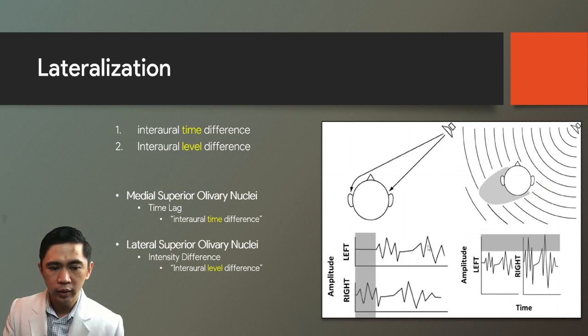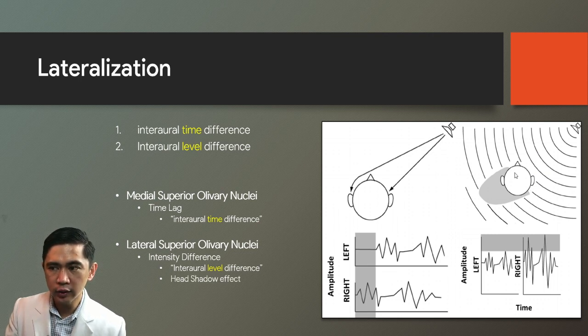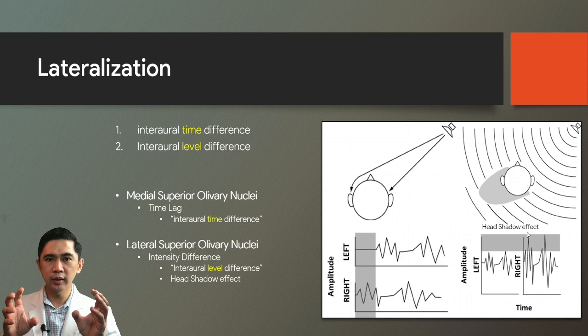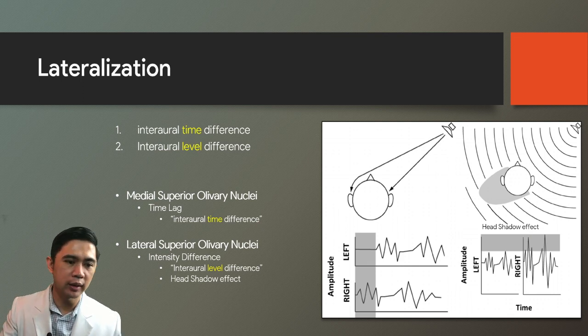So the brain sees this. The right has a higher amplitude than the left, which is shielded by the head, also known as the head shadow effect. And therefore, the volume heard by the left is lower than the right. So the brain sees this difference and lets the brain know that the source should be coming from the right.